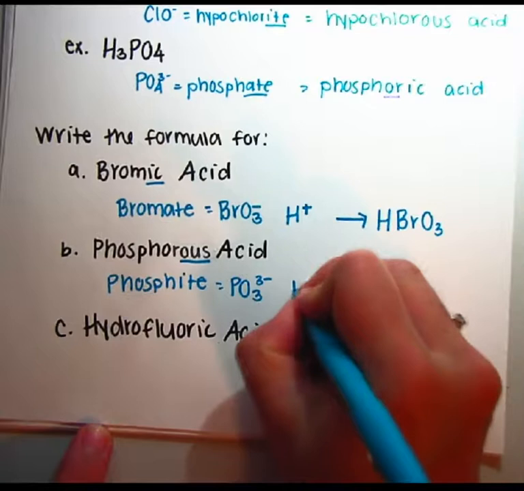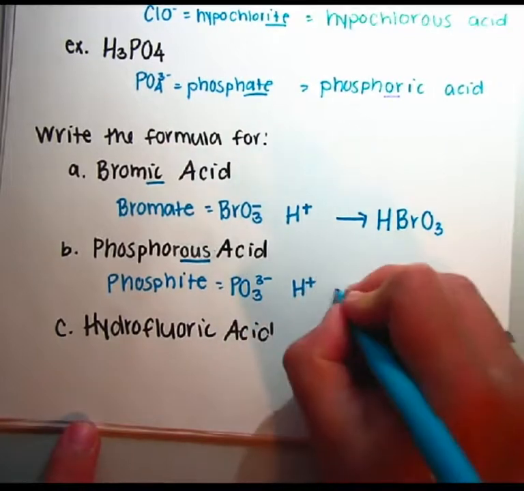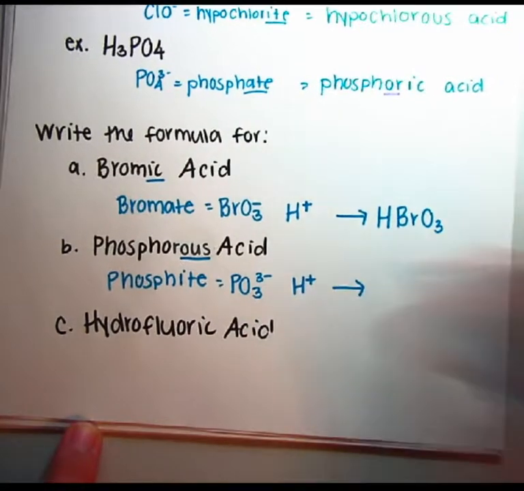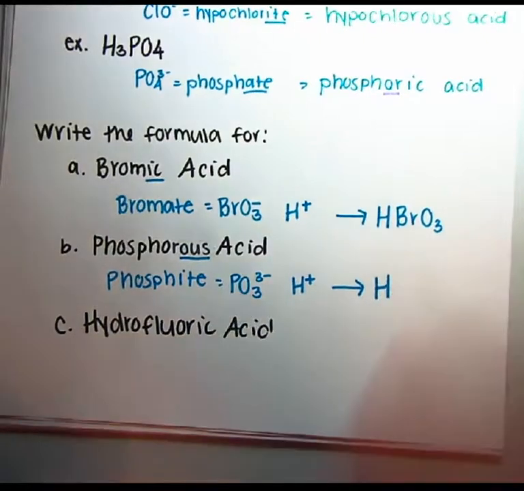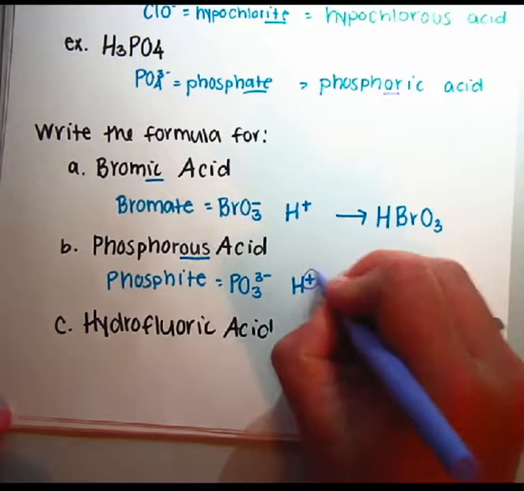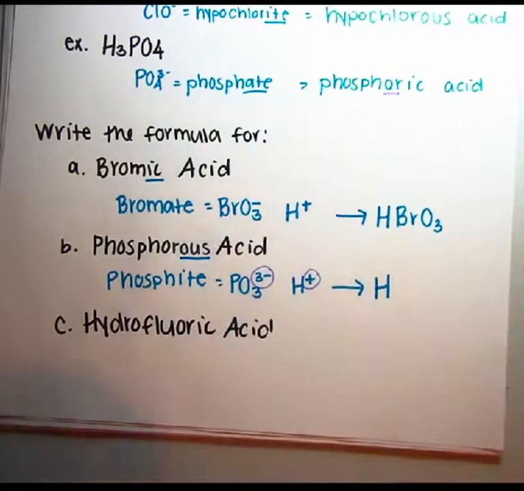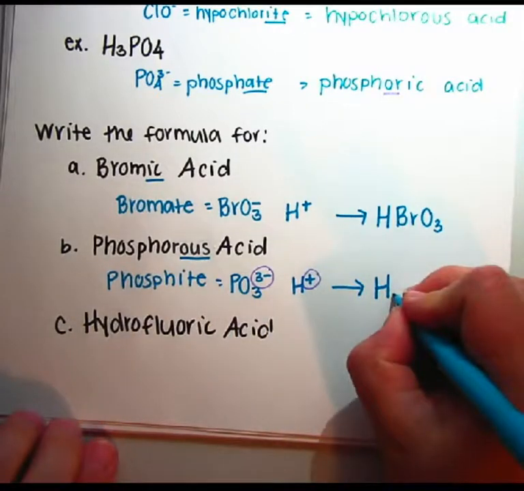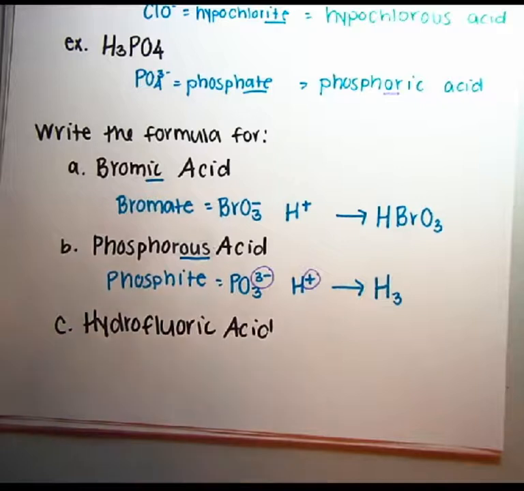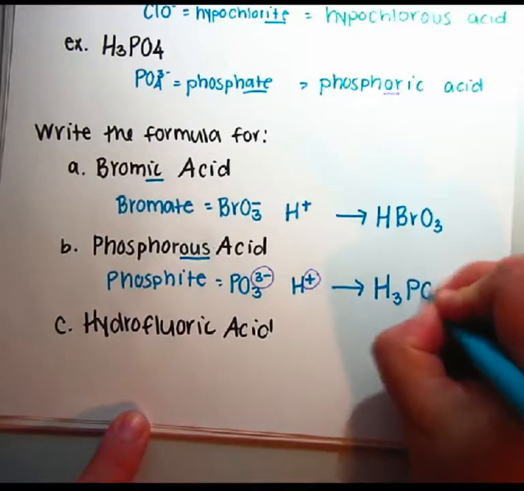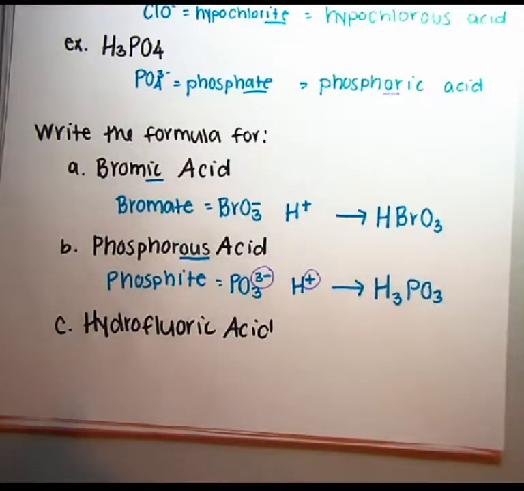And again, since it's an acid, I know that the cation is going to be hydrogen. Cation always comes first. Again, they need to be neutral. So look at your charges and think about how many hydrogens I need to cancel out that -3 charge. Well, I would need 3 of them. So this would be H3PO3.